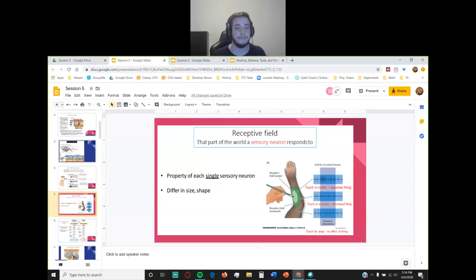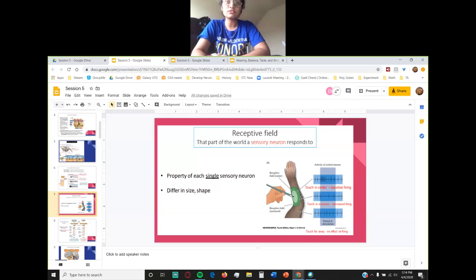Each receptor has a receptive field, so an area of the skin or an area of the body that that receptor is going to respond to. And it's for each sensory neuron. And these will be different depending on what type of sensory neuron it is. But in general, there is a receptive field in the middle, like the light green, that will fire when there's some kind of stimulus in that area.